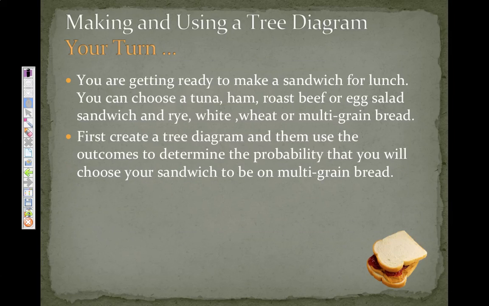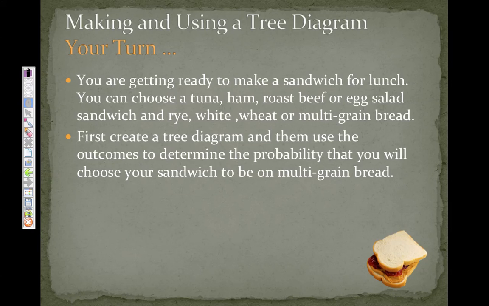All right, here's a your turn question. And this one's talking about sandwiches, but it says you're getting ready to make a sandwich for lunch. You can choose a tuna, ham, roast beef, or egg salad sandwich, and rye, white, wheat, or multigrain bread. First, create a tree diagram and then use the outcomes to determine the probability that the sandwich you choose will be on multigrain bread.